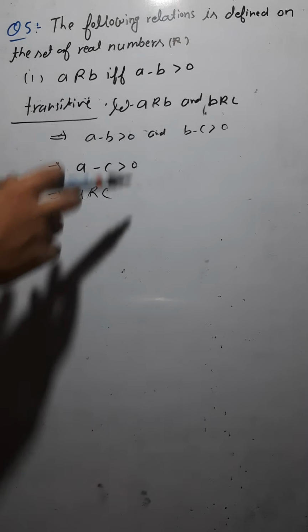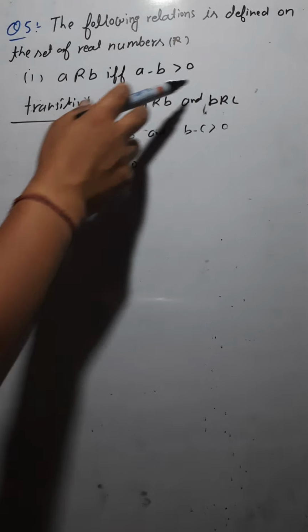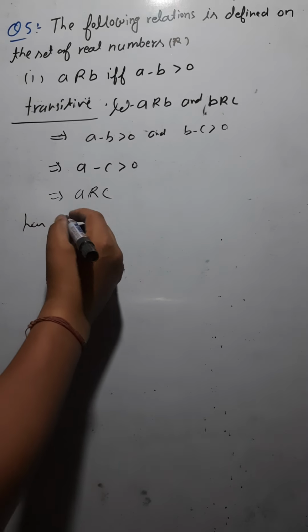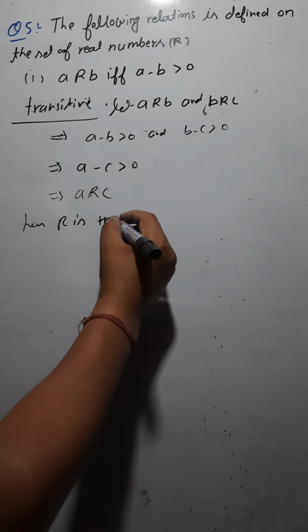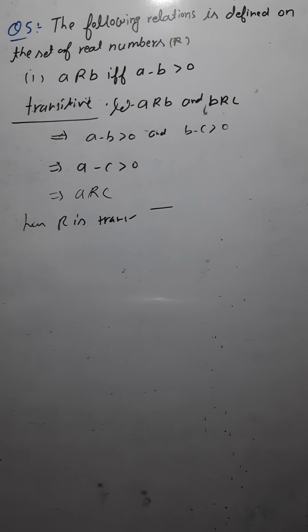So hence we have proved that if A is related to B and B is related to C, then the first and last means A is also related to C. So hence R is transitive. Just note it down. Then after that we would move towards the next question.